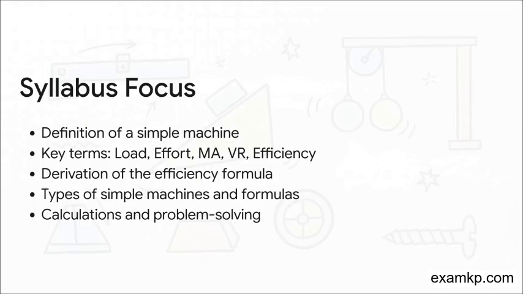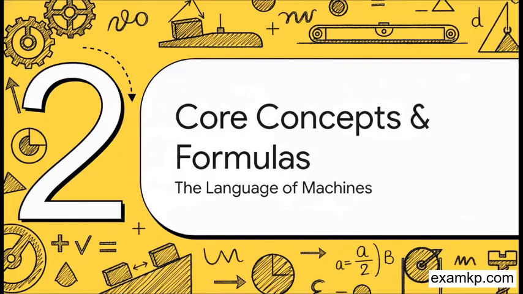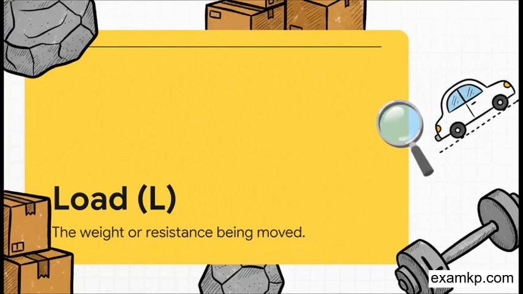All right, let's get into the language of machines. These next few concepts are the absolute foundation for everything else. So pay close attention. Once you get these, the rest is easy. First up, we've got the load, which we represent with a capital L. This is just the thing you are trying to move. It's the problem you are trying to solve. It could be a heavy block of concrete, a bag of cement, anything. It's the resistance you are working against.